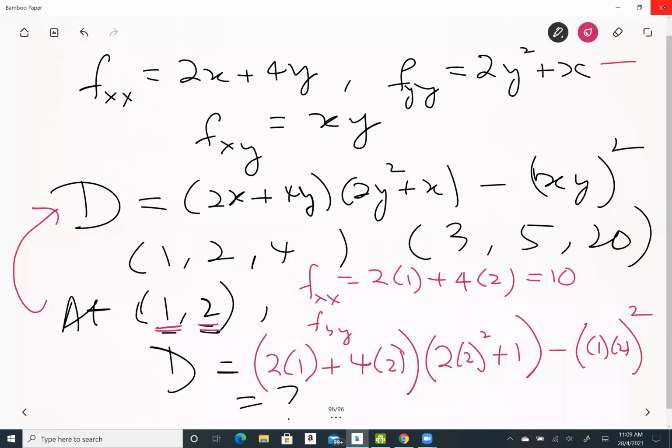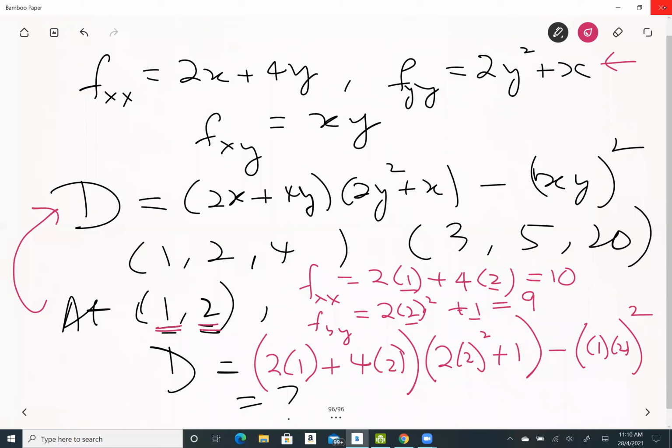Fyy is that function at 1, 2. What do I get? I got 2 times 2 squared plus what? Plus 1 equal to what? 4 times 2, 8. 8 plus 1, 9. You see? So you have to substitute again. If everything is constant, simple, because it's the same everywhere.